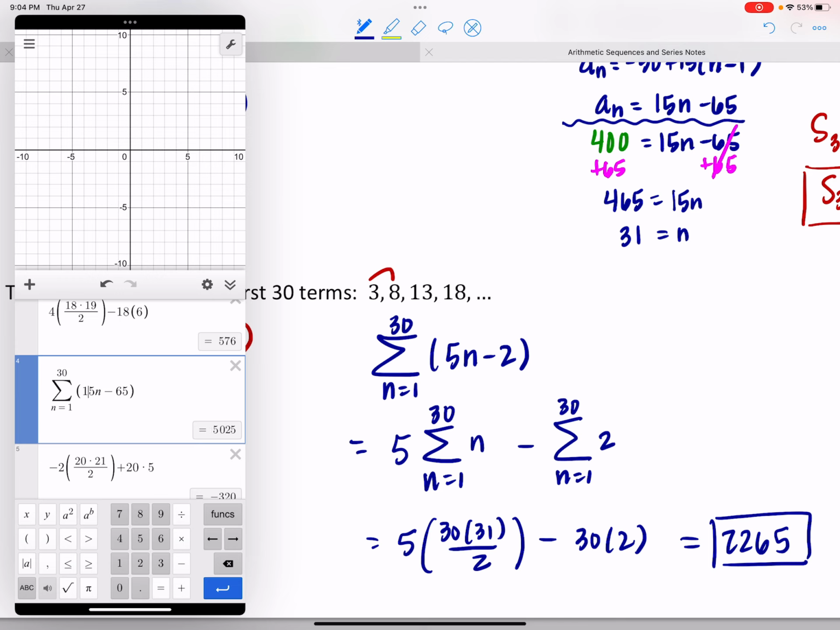And just because we can, let's verify if we're finding the sum for 30 terms. And we have a 5n minus 2. We better get the same thing, and we did. We're good. All right, so verified.